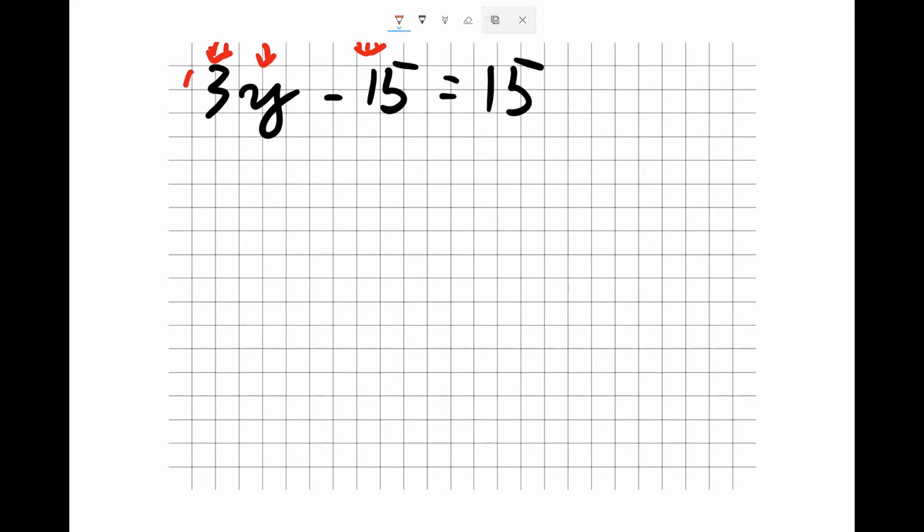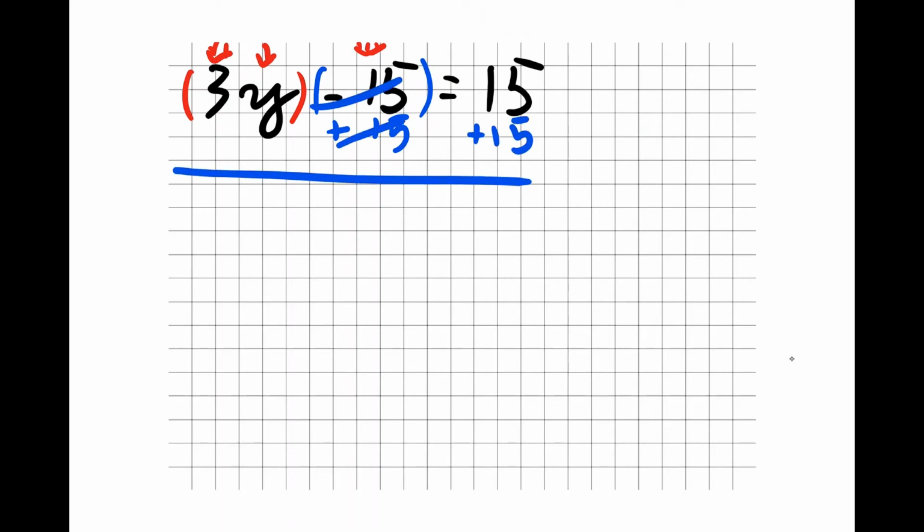Again, this is a term that we want to isolate, and because there's multiplication taking place, we want to do that last. So we want to get rid of this negative 15. How do you get rid of a negative 15? With a plus 15. Plus 15, plus 15. That is going to cancel out, leaving you with 3y is equal to 30.